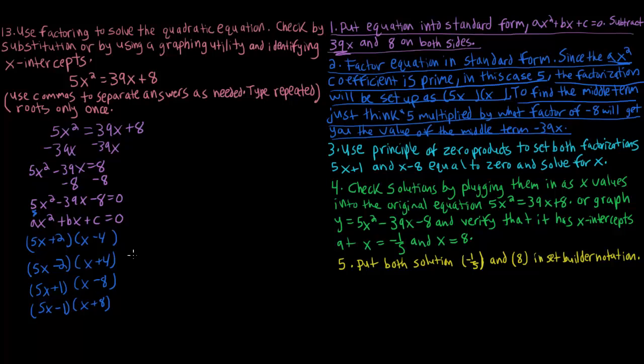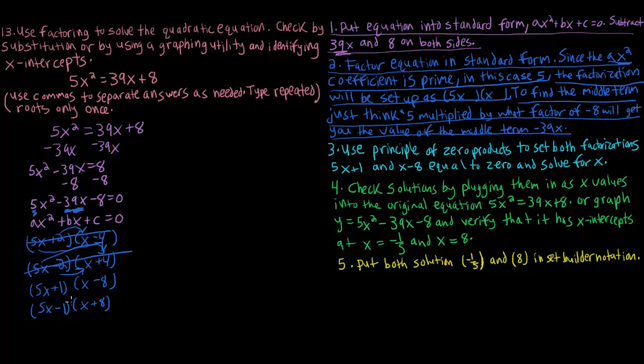So let's try these. 2 times negative 4 is negative 8, but 5x times negative 4 is negative 20, and then negative 20 plus 2x is negative 18x, which isn't equal to negative 39x, our middle term. So this one won't work. Now, what if we multiply 5x by 4 is 20x, minus 2x is positive 18x. Our middle term is negative 39x. So this one won't work.